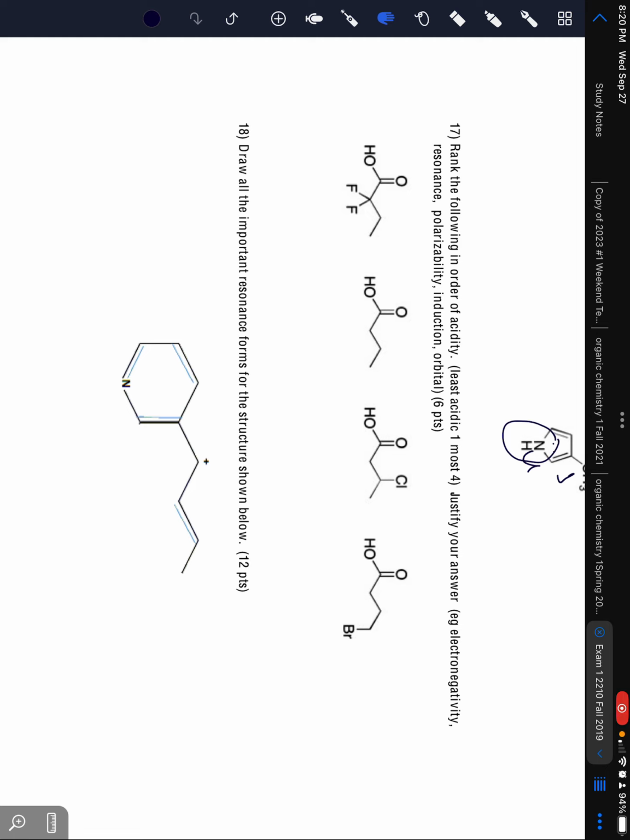Most acidic to least acidic. This would be your most acidic. This is your least acidic. The second most acidic, second least acidic.